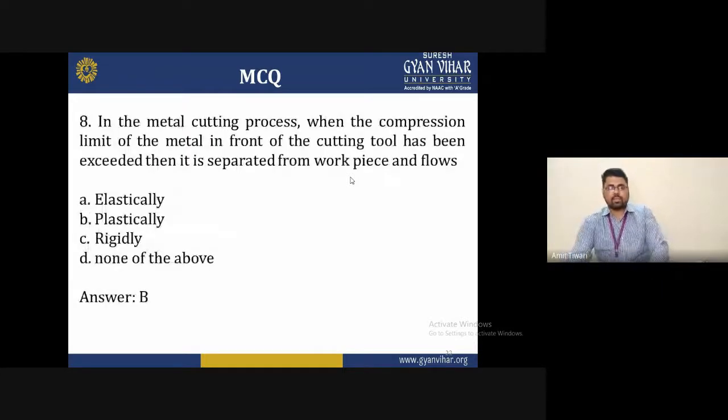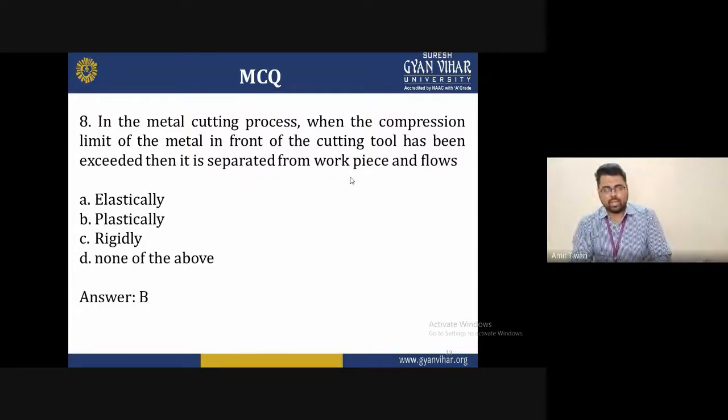Eighth question: in the metal cutting process, when the compression limit of the metal in front of the cutting tool has been exceeded, it is separated from the workpiece and flows. The options are A, elastically, B, plastically, C, rigidly, and D, none of the above. So the correct answer is B, that is plastically.